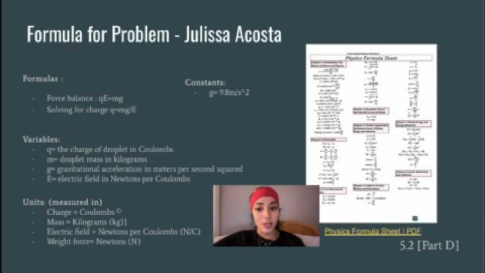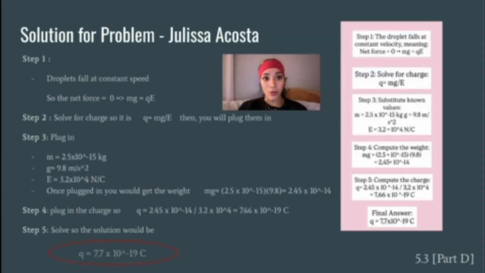E would be the electric field in newtons per coulomb. In the units they're measured in, charge is in coulombs, mass is in kilograms, electric field is in newtons per coulomb, and the weight force is in newtons. The constant is g equals 9.8 meters per second squared. And now onto the solution for the problem.